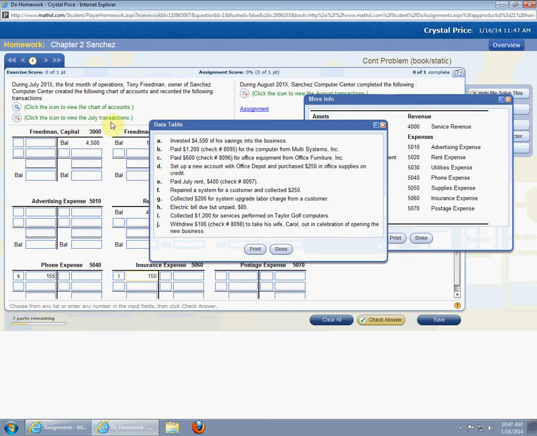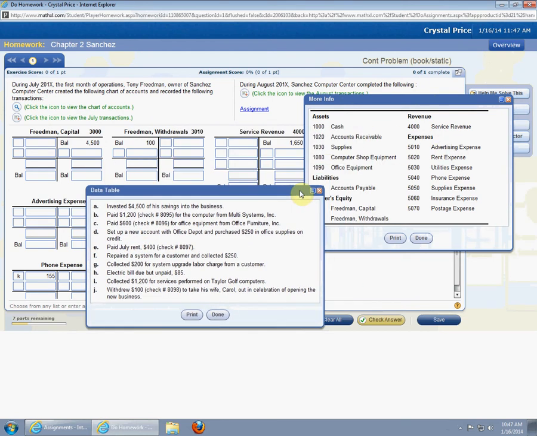Click the icon to view the July transactions. This was what was done in Chapter 1. And this balance is already showing in the accounts, okay? So we're just looking to see what was done and now what we've got to do in August. We set up a new account with Office Depot and purchased $250 in supplies on credit. On credit means we owe somebody money, correct? Anytime we owe anybody money, what account do we use? A payable. Okay, so we have our payable account under our liabilities.